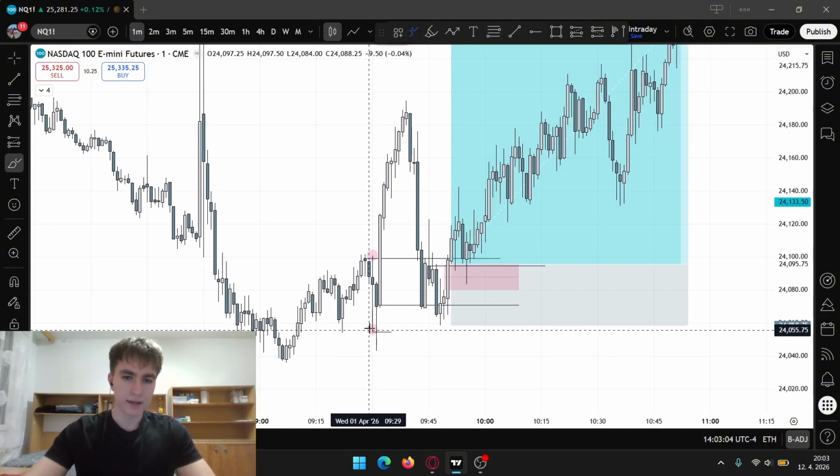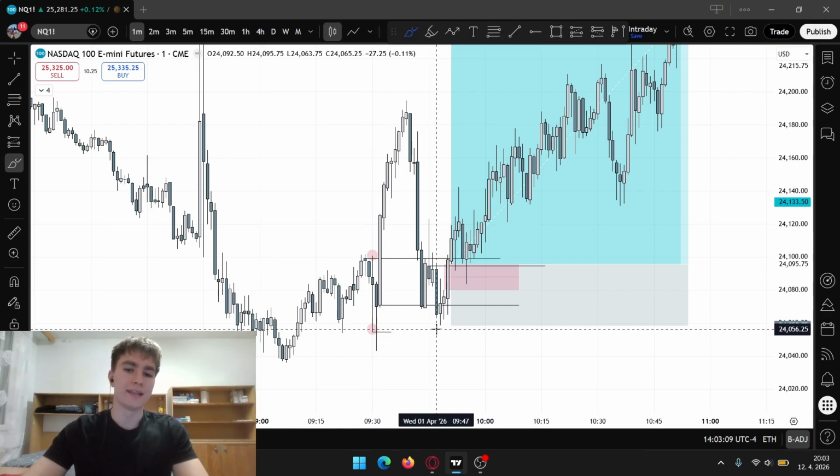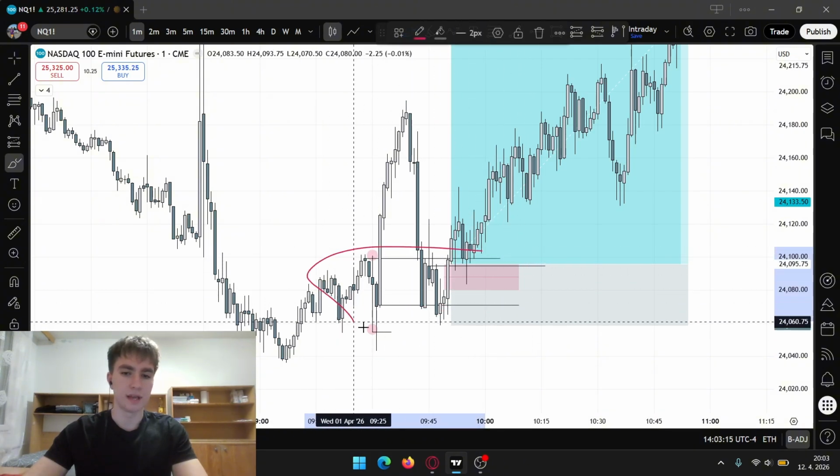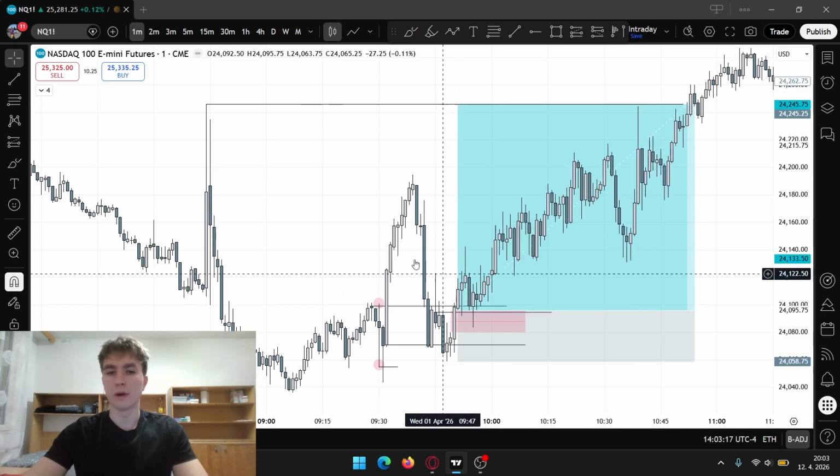What was different again? The 9:30 a.m. low got swept right away, and that's why it did not resweep it. Yeah, it just rebalanced back to this area, and we went back higher.